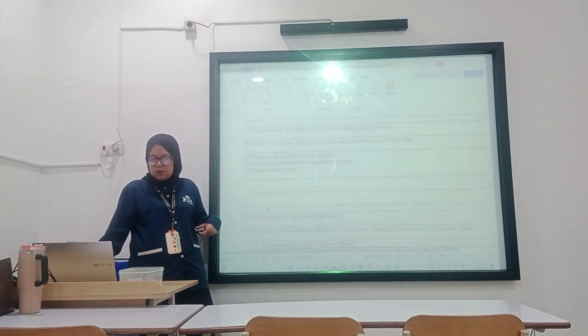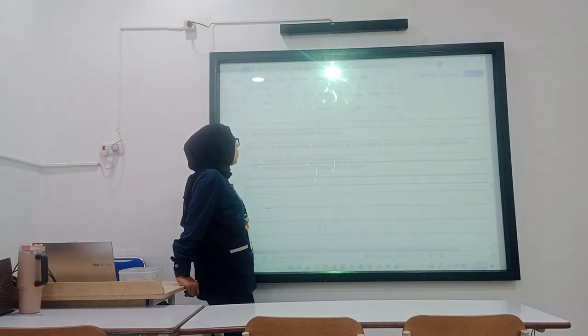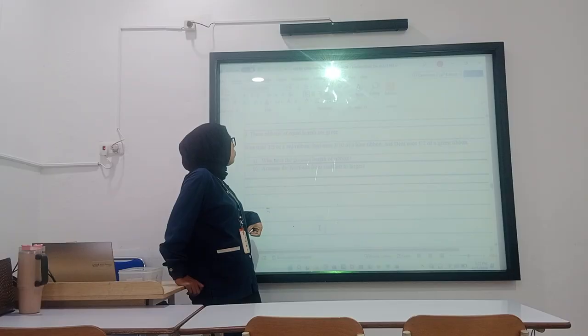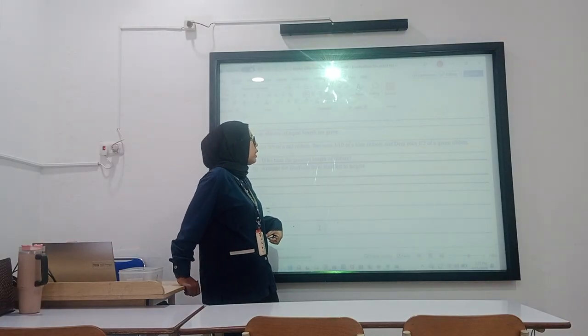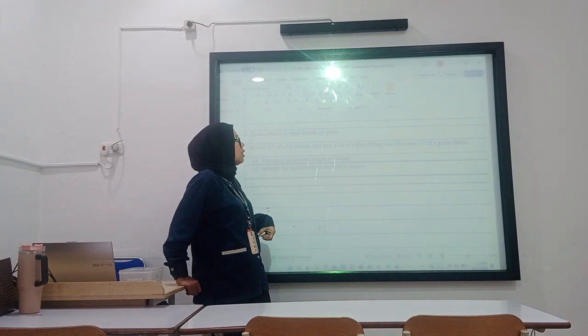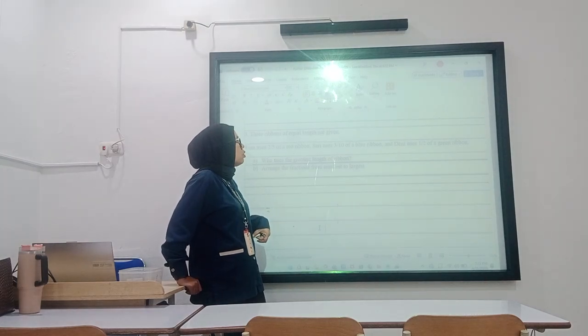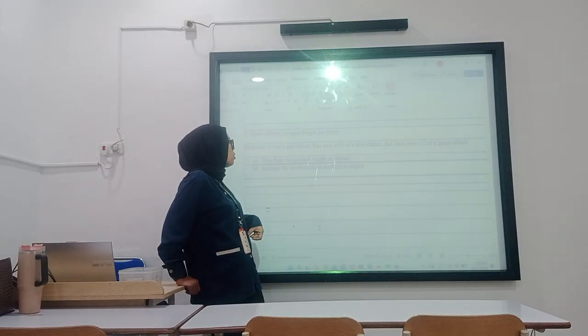Next number, three ribbons of equal length are given. Rina uses 2/5 of a red ribbon. Sari uses 3/10 of a blue ribbon, and Denny uses 1/2 of a green ribbon. Who uses the greatest length of ribbon? The answer is Denny. Denny uses 1/2, or half, of a green ribbon. Arrange the fractions from the smallest to the largest.